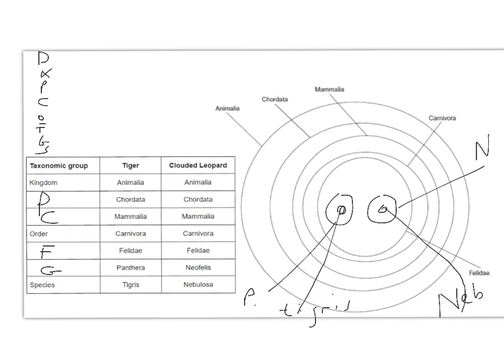And then within the Panthera genus, you've got the tigris, so you can see here. Apologies for my writing; it's hard to do it with this pen on the iPad. And then within the Neofelis genus, we've got the nebulosa species, which is there. It's important you know how to both draw and analyse diagrams like this.